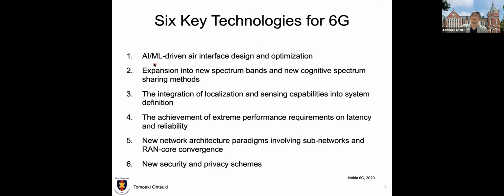Let's see, for example, the first one, AI/ML-driven air interface design and optimization, expansion into new spectrum bands and new cognitive spectrum sharing methods, and the integration of localization and sensing capabilities into the system definition. Also, extreme performance requirements, particularly latency, and battery reliability as well. Also, the network architecture paradigm involving subnetworks and RAN-core convergence, and new security and privacy schemes. As I listed first, AI and ML are expected to play a great role, even for 6G.